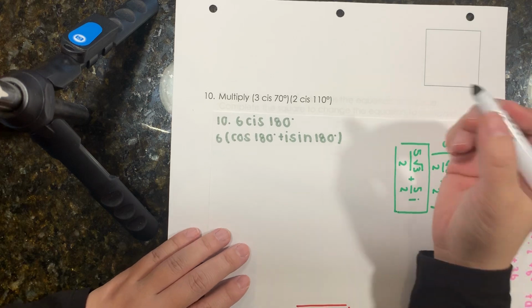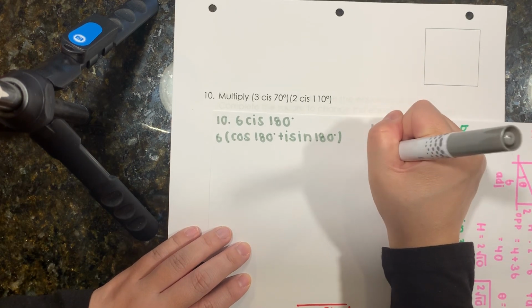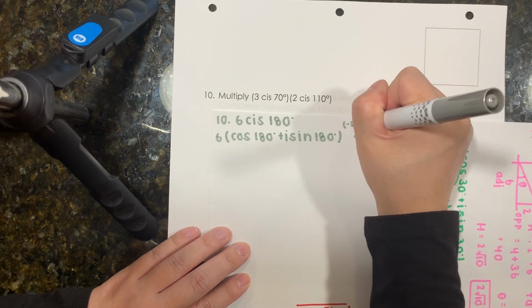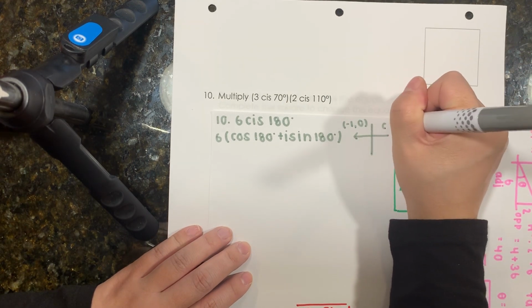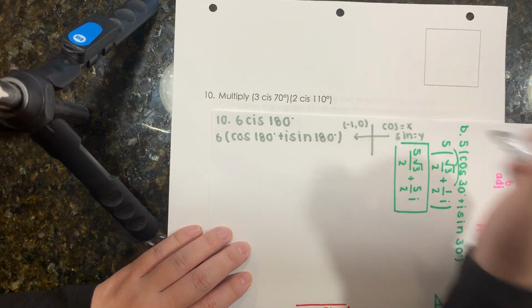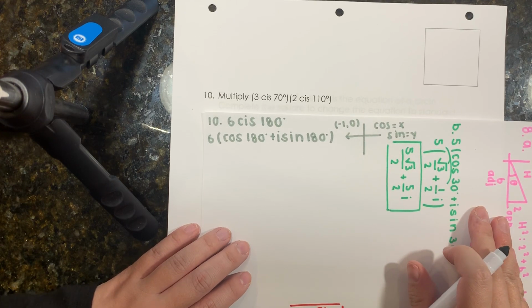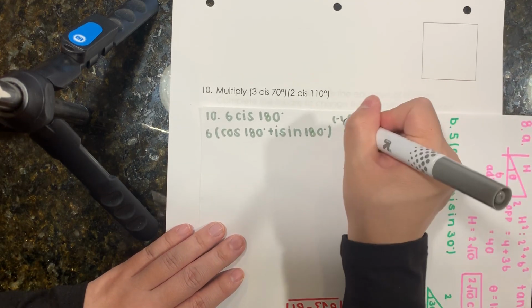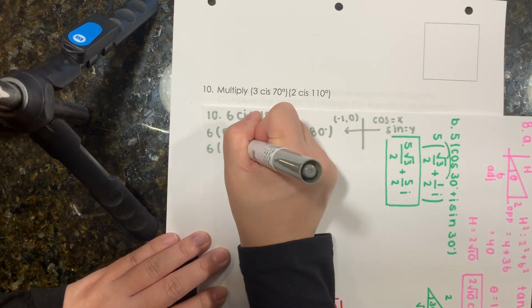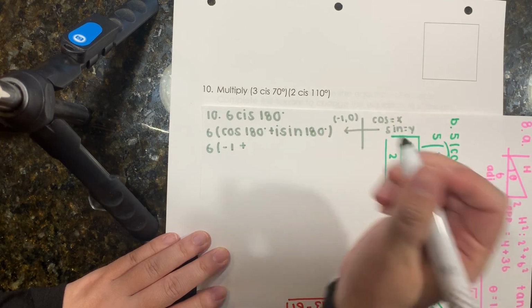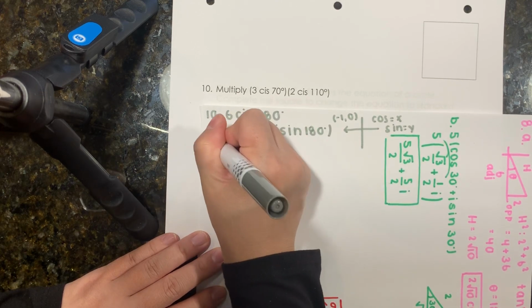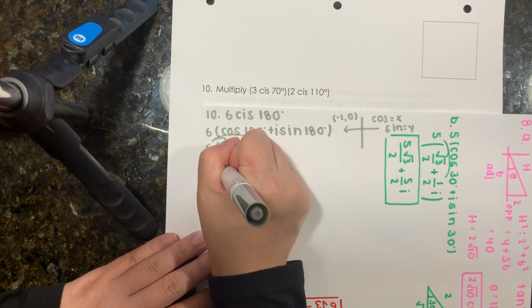Now, 180 degrees is going to use the unit circle, and 180 degrees points to the left, and I know that that's -1, 0. And what I need to remember is that cosine is equal to the x coordinate and sine is equal to the y coordinate at 180 degrees. So the cosine at 180 degrees is going to be -1, and then the sine at 180 degrees is 0. So when I distribute my 6, all I end up with is -6.